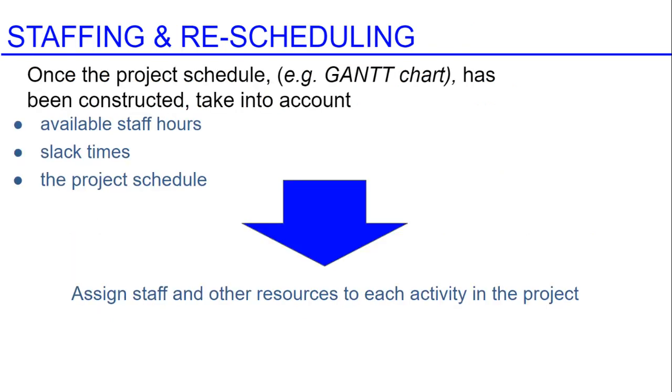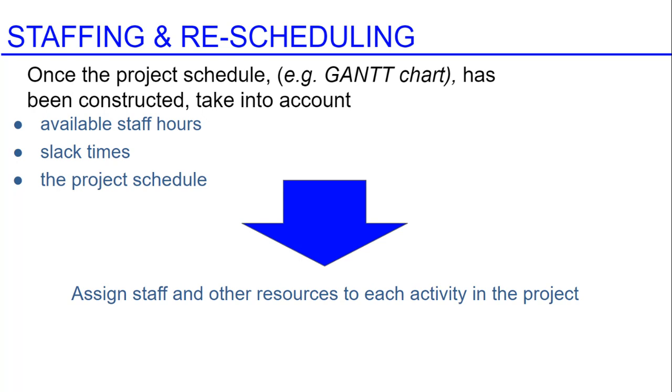So, staffing and resources. Once the project schedule has been constructed, you need to take into account available staff hours, slack times, and the project schedule. Slack time, in case we didn't go over that before, is the professional term used in project management to help people figure out just how much time is available between the various steps of a project. It tells you just how much time you have to start a project to keep the project on time. So that's what is noted by slack time.